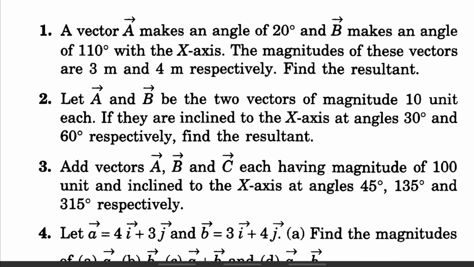Let's do some questions. The first question is about a vector A which is making an angle of 20 degrees, and there is a vector B which is making 110 degrees, and both these angles are measured from the x-axis. The magnitudes of these vectors are also given, 3 and 4. So we need to find the resultant of these two vectors.